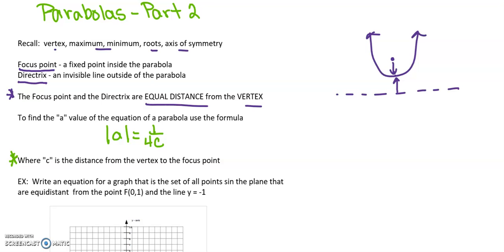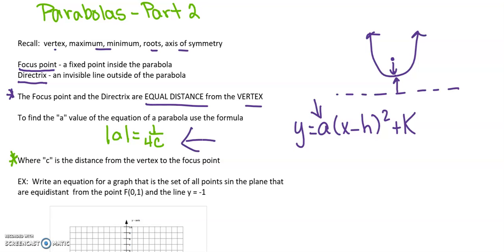Now we have a formula, and remember our basic equation looks like this. Our A term is something that we are going to have to calculate. So in order to find that A term, we're going to use this formula: the absolute value of A equals 1 over 4C.